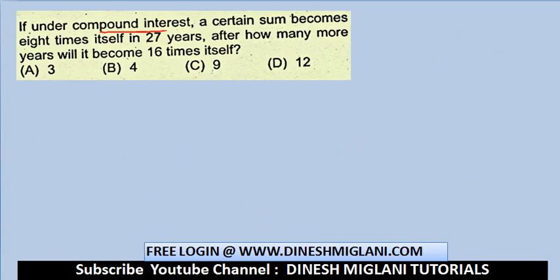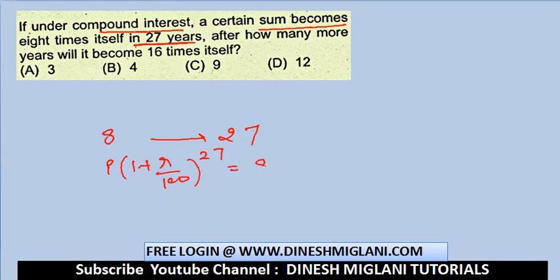If under compound interest a certain sum becomes 8 times itself in 27 years, right? 8 times itself in 27 years. How many more years will it become 16 times, right? So देखो, let us just make a brief understanding. P into 1 plus R upon 100 raised to power 27, this is equal to 8P. P is cancelled out, right? So I may say this is 2 raised to power 3.